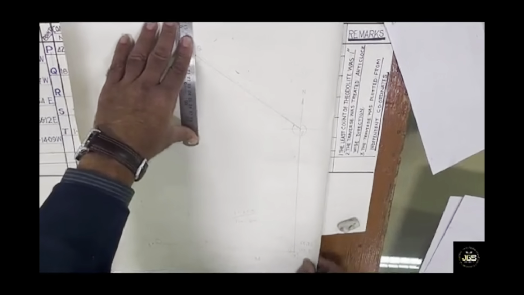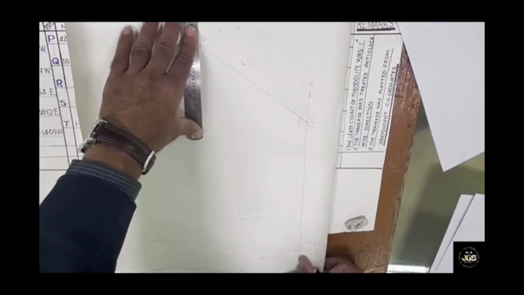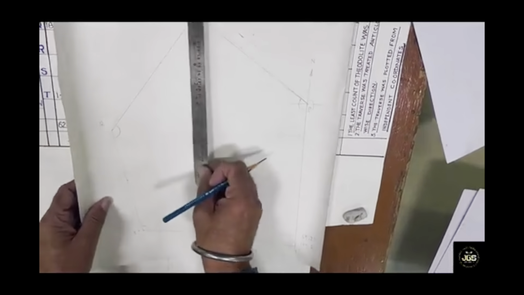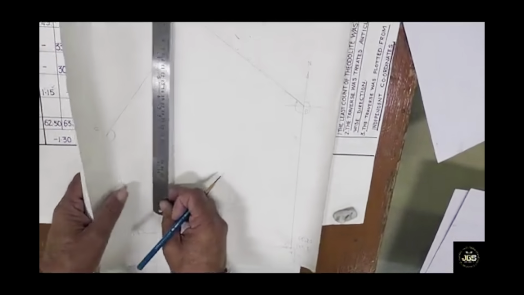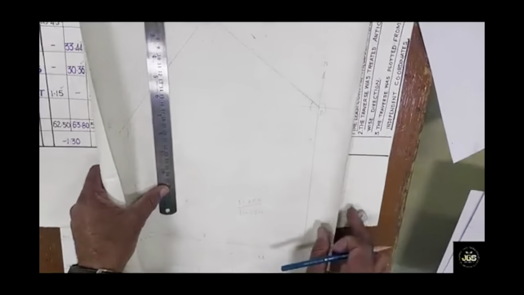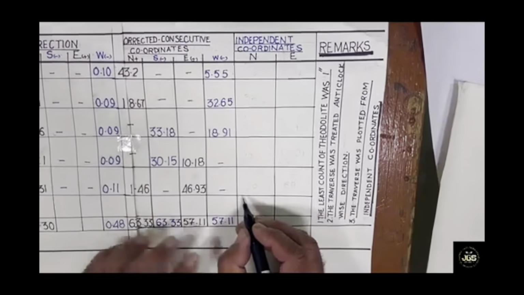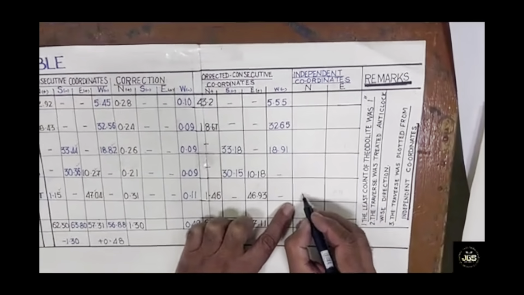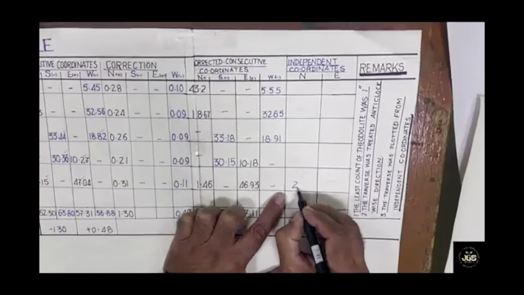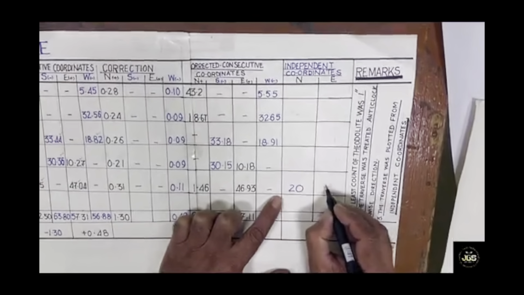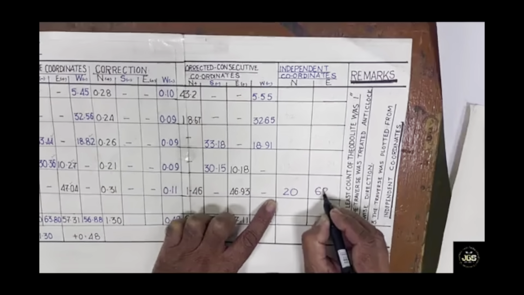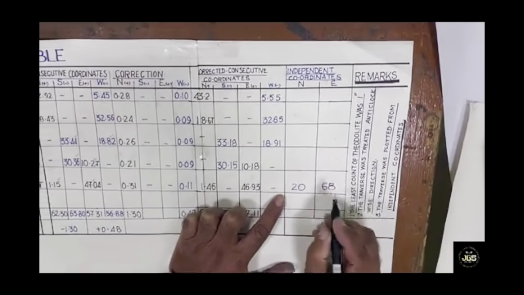So now I have taken the independent coordinates of point T as 68 towards east and 20 towards the north side. So now I will make the calculation on the Gale's traverse table to calculate the independent coordinates of the remaining points. So we have calculated the independent coordinates of point T. Towards north it is 20, and towards east is 68. Okay, now we are going to calculate the remaining coordinates. So this is the last point.